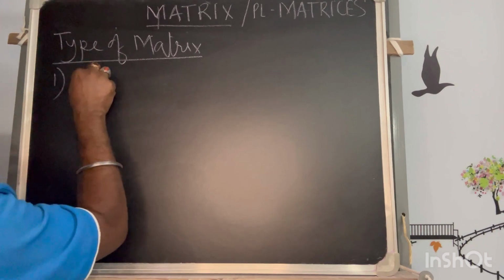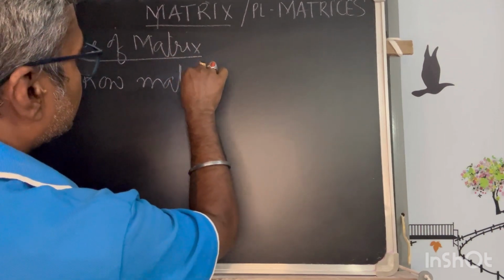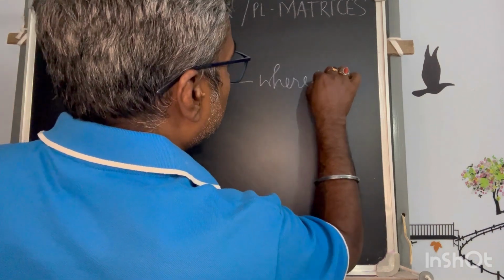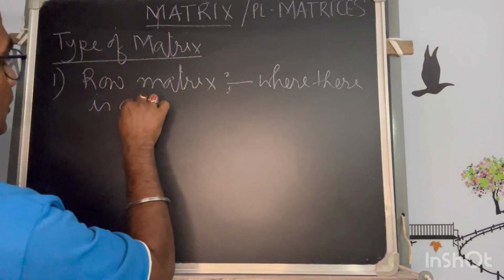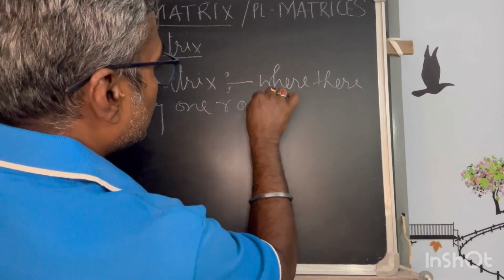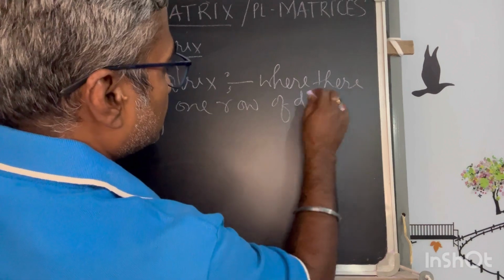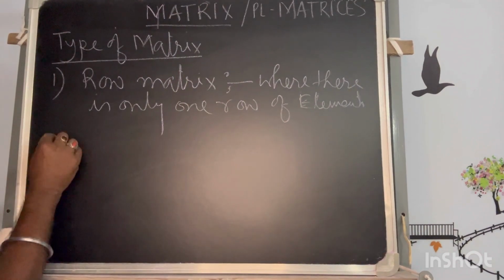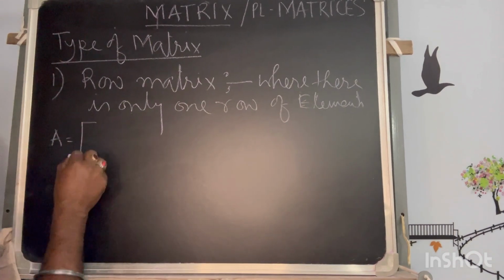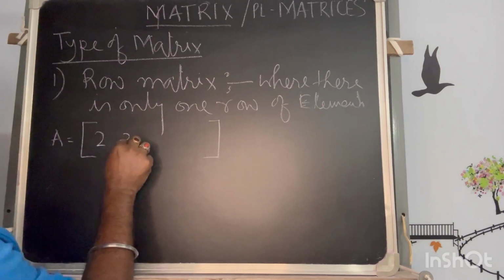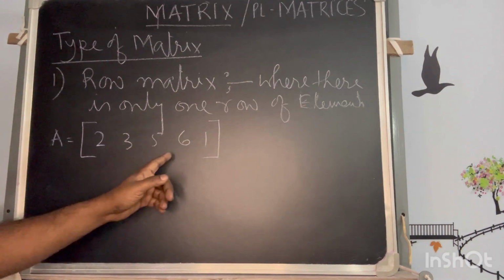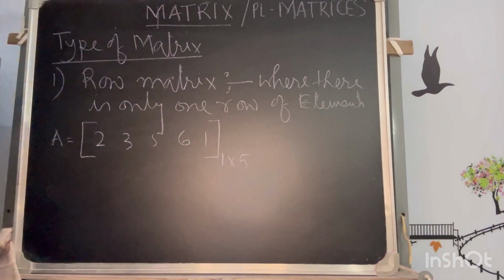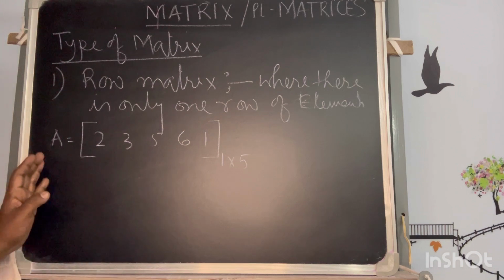The first one is the row matrix. Row matrix is where there is only one row of data or elements. So for example, if I say A is a matrix, where the terms are 2, 3, 5, 6, 1. So there are so many columns, but only one row. So 1 into 5. This is of the order 1 cross 5. Okay. So this is called row matrix.